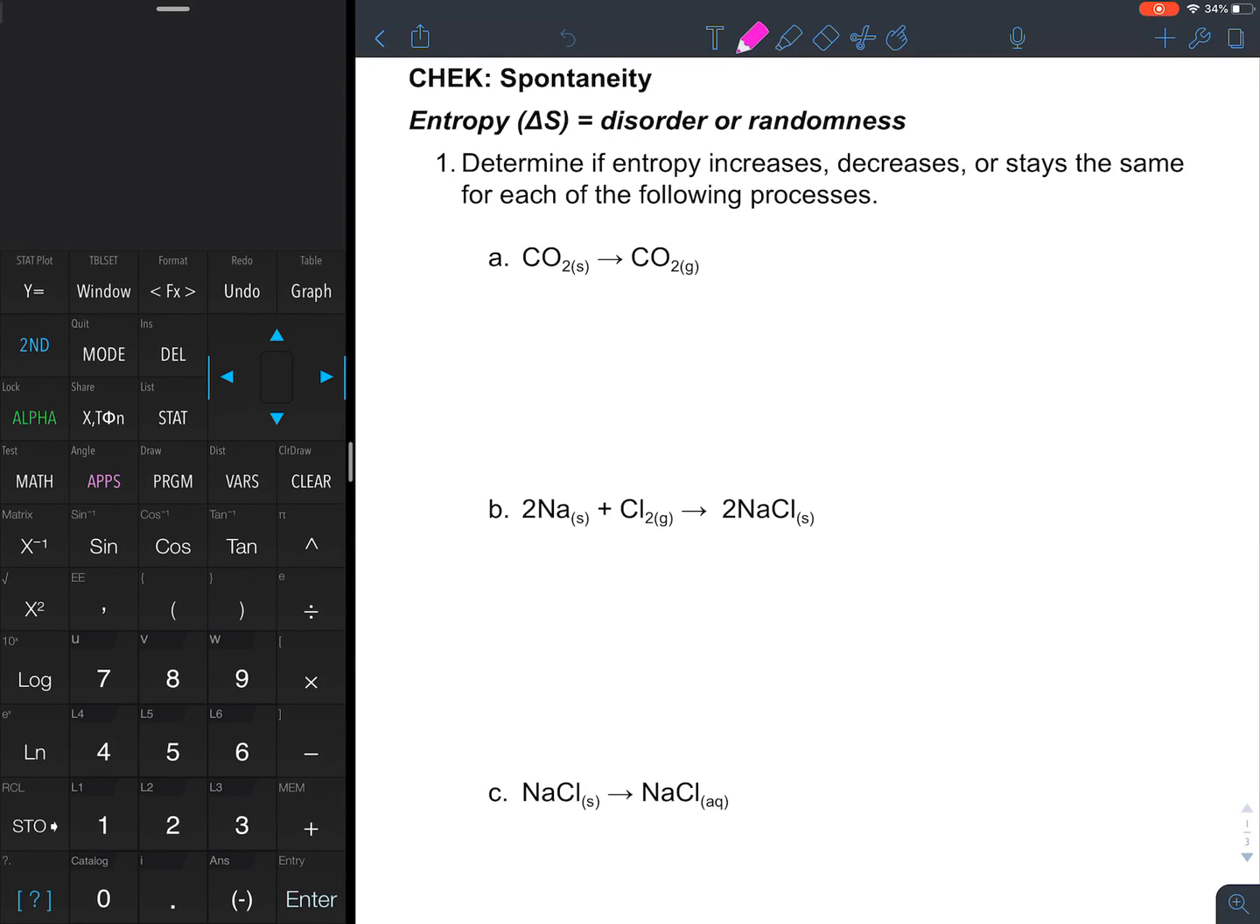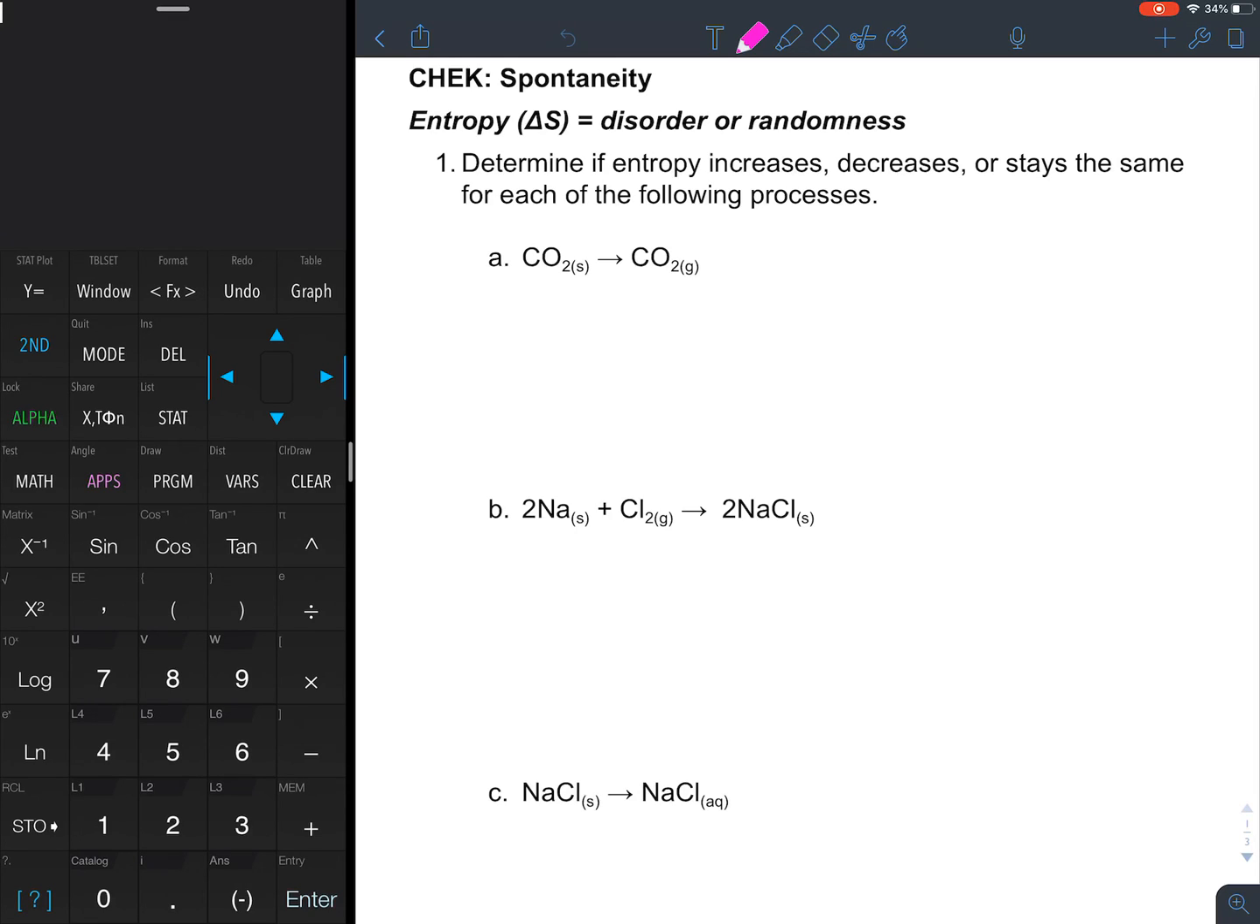Let's take a look at this check on spontaneity. We're going to start by evaluating entropy, which is delta S. It's the disorder or randomness. And in our first question here, we are asked to evaluate some different systems. It says determine if entropy increases, decreases, or stays the same for each of the following processes. You're not asked to calculate anything. We just want to know what happens with entropy. Are we increasing or decreasing the disorder or randomness of this situation?